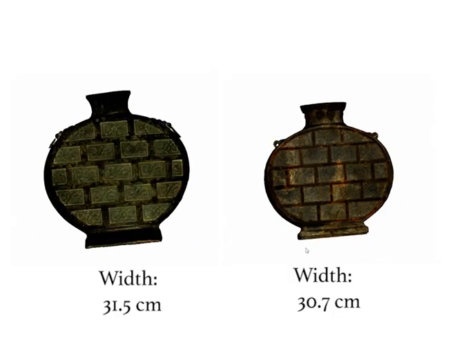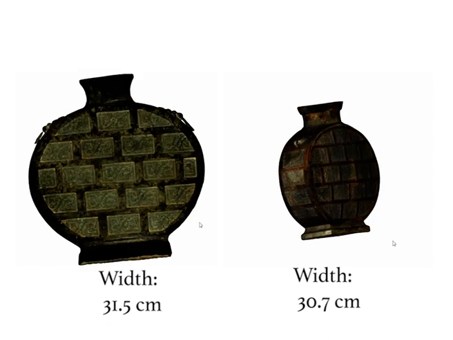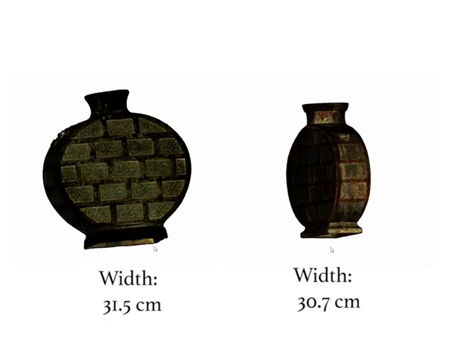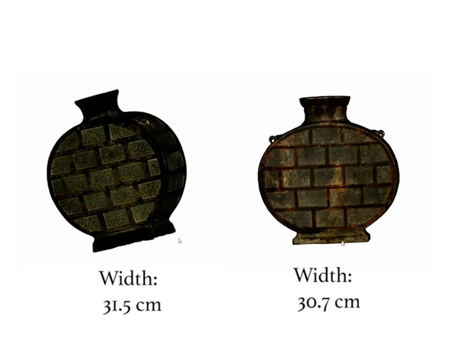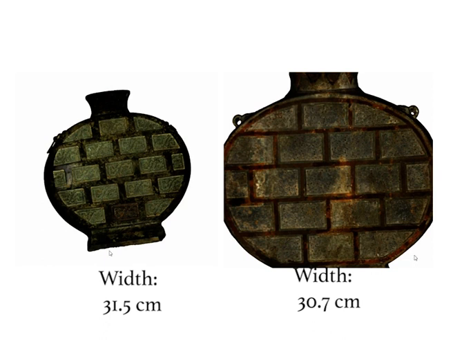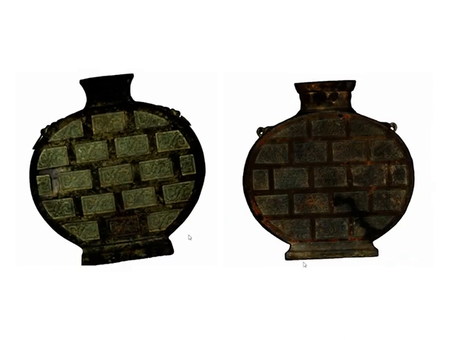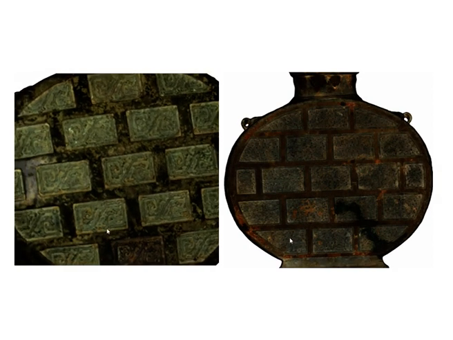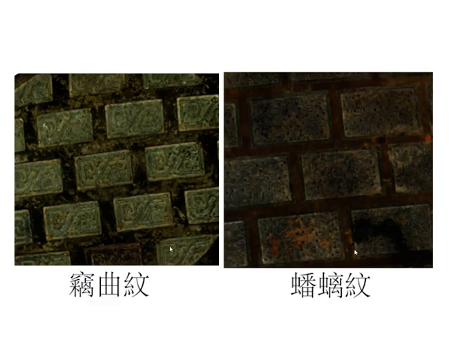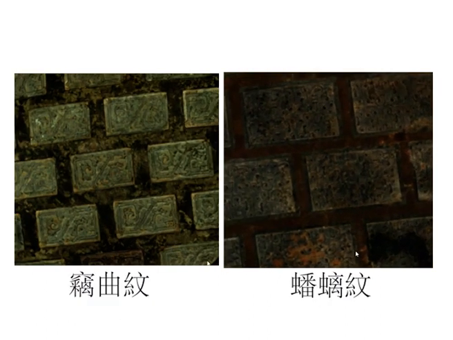Thirdly, the widths of these two vessels are 31.5 cm and 30.7 cm accordingly. It can also be defined as identical. Therefore, we can speculate that these two vessels are designed by the same structural model. However, when we look at the decoration of these two vessels, the patterns are obviously different. The left one is 直丘纹, while the right one is 盆丘纹.